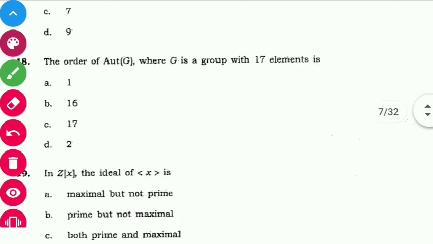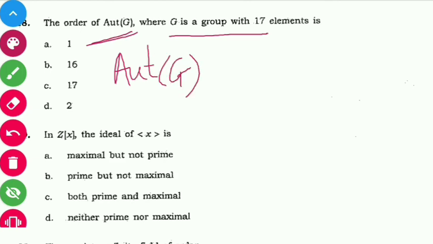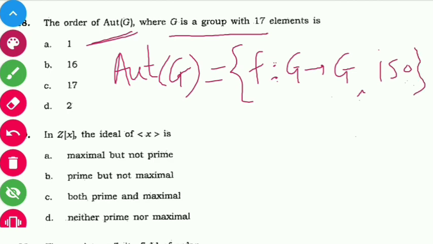Now let us solve the next question. The order of Aut G, automorphism group of G, where this G is a group with 17 elements is. Let us first recall that this Aut G consists of all the isomorphisms from G to G. That means f is a map, f is from G to G, where this G is a group, and such that this f is an isomorphism. Okay. So isomorphism from a group to itself. So this is called Aut G, automorphism group.